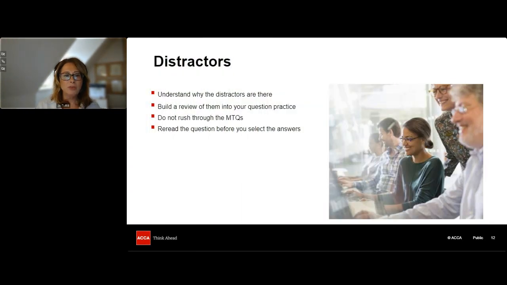Distractors are there for a reason. You need to understand why they're there. You need to build a review of them into your question practice, and evidence suggests that students do rush through these MCQs. You can see this from your performance, my performance that you get from the ACCA after the exams. People are rushing through these MCQs at the detriment of passing. So you mustn't rush through them. You must take your time, otherwise you'll fall for a distractor. Make sure you reread the question before you select the answers.